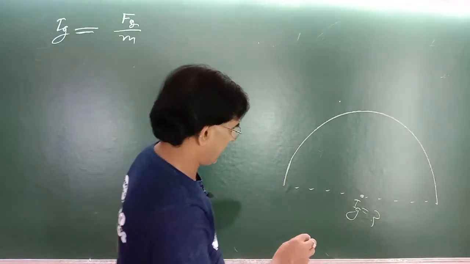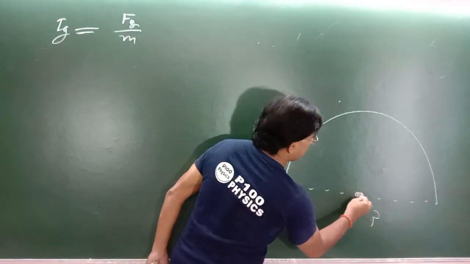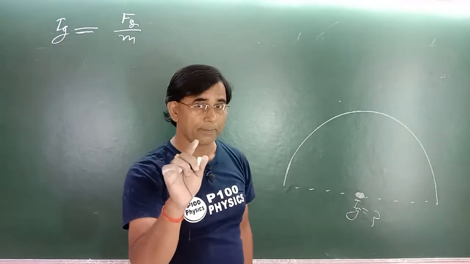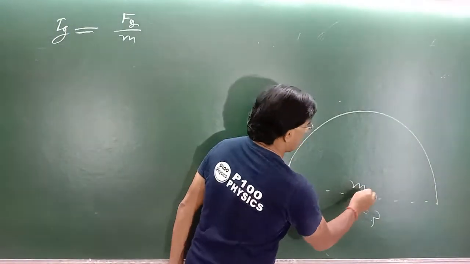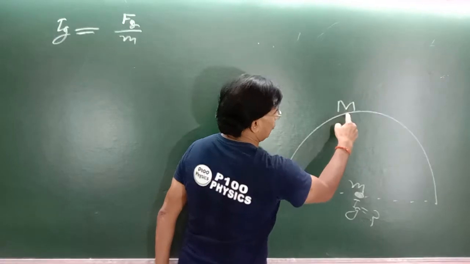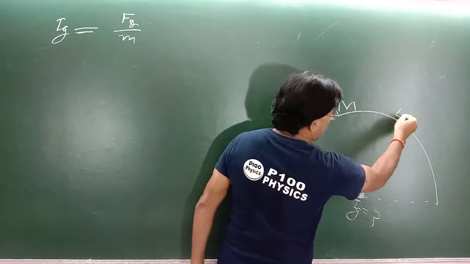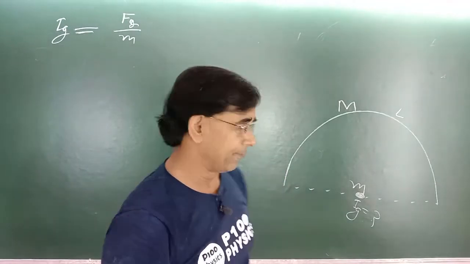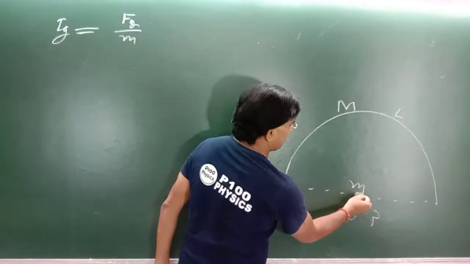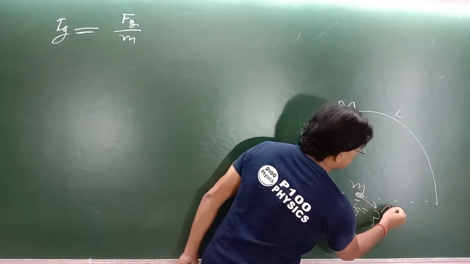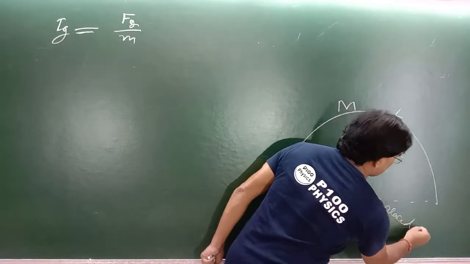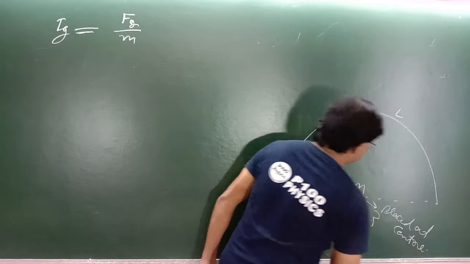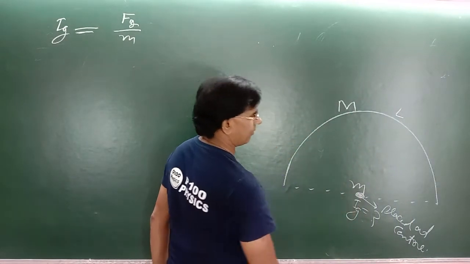Let us consider here at the center a small mass m, and this mass is the capital M, this is the total mass. Total length is L, but we take another small mass m placed at the center. Small m placed at the center. Okay.